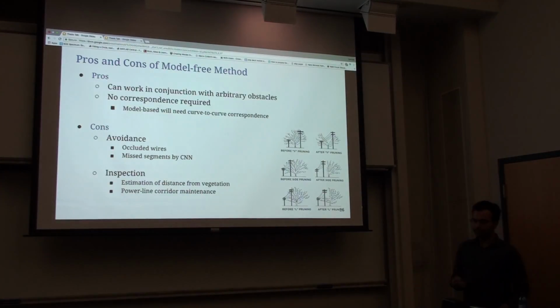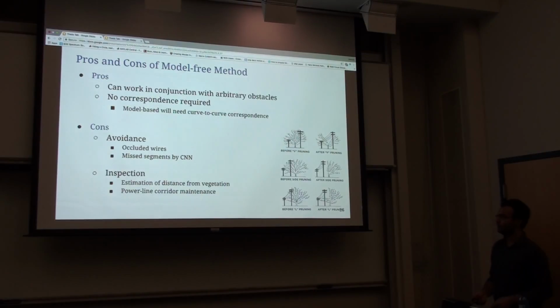But then what the model-free method can't deal with is occluded edges and also missegmentations by the CNN. So by that I mean, if you observe a part of the wire, if you knew this is how wires look like, maybe you could infer that it's generally along this curve or a straight line. So our model-based method will let us do that.